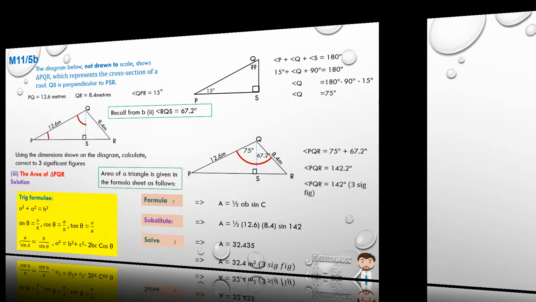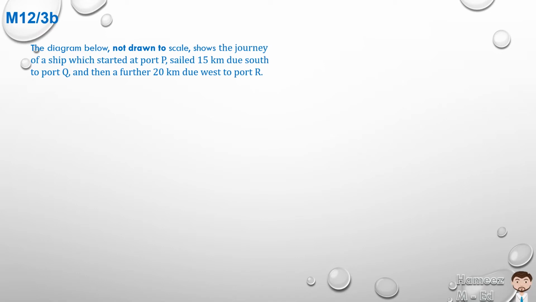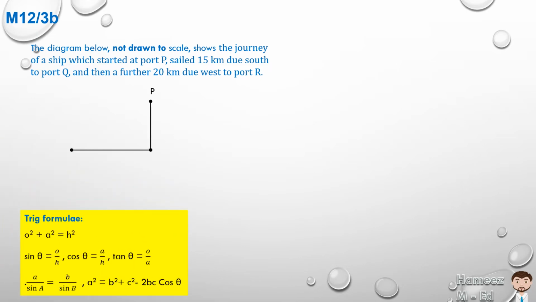May 2012, number 3B. The diagram below, not drawn to scale, shows the journey of a ship started at a port P, sailed 15 kilometers due south to port Q, and then a further 20 kilometers due west to port R. So if we look at this question, it is a bearings question, and it works at 90 degrees. As such, this falls under the area of trigonometry, dealing with right angle triangles.